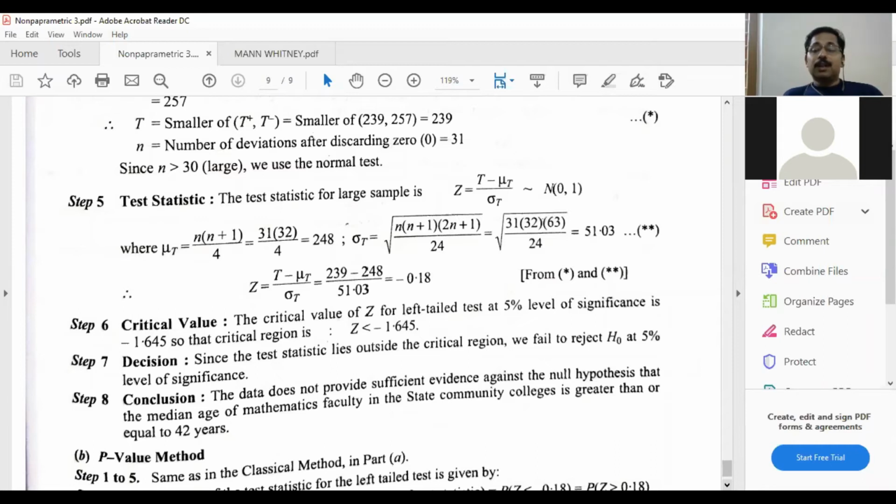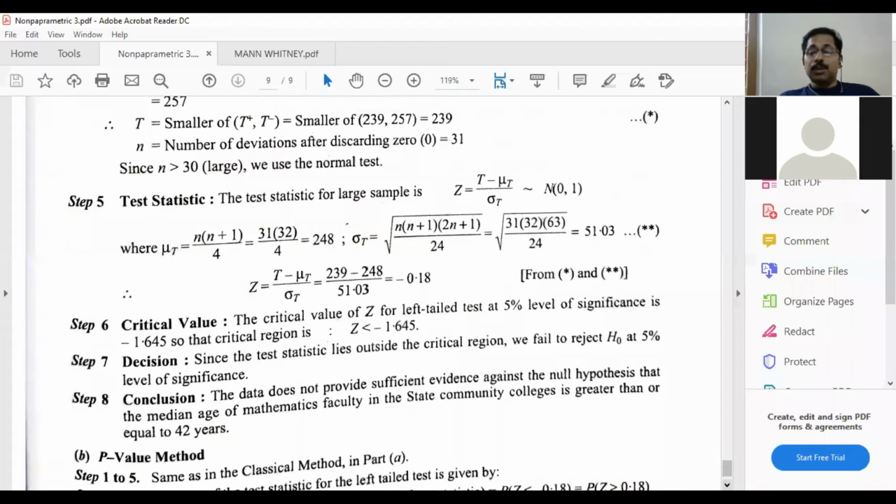Okay. So here the table value is 1.645, and we give a negative sign because it is in the left side, and our obtained value is minus 0.18, and you can see that your calculated value is less than minus 1.645.